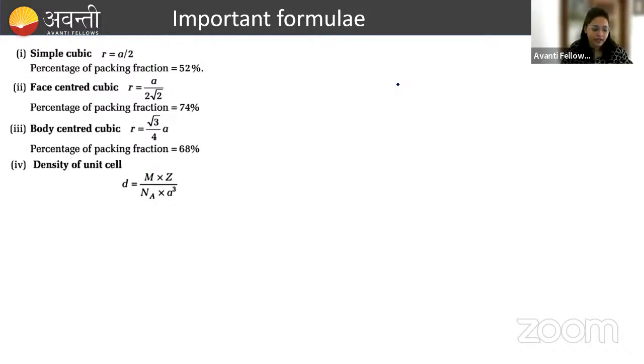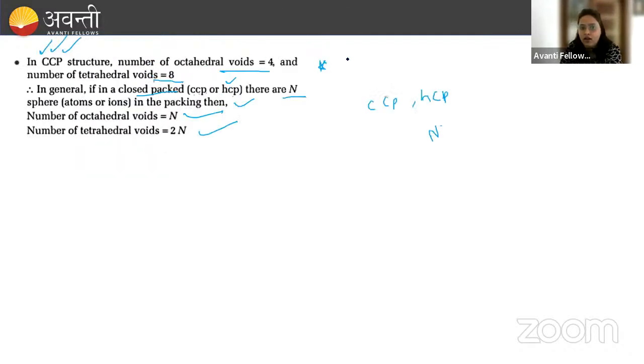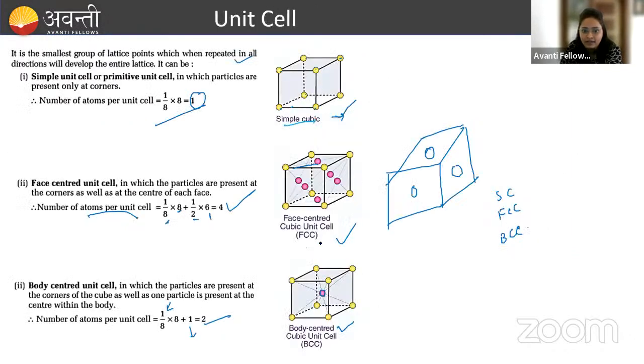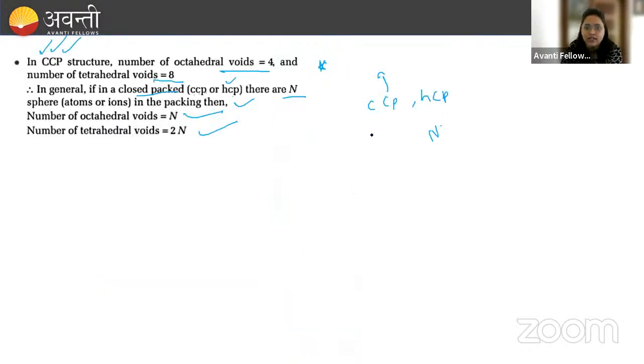Simple cubic. Yes, simple cubic. I have determined the packing fraction, and here I have written the radius of every particle. So for CCP, whether it is simple cubic, face-centered cubic or BCC, CCP is actually FCC. There we are considering the FCC type of lattice, unit cell.